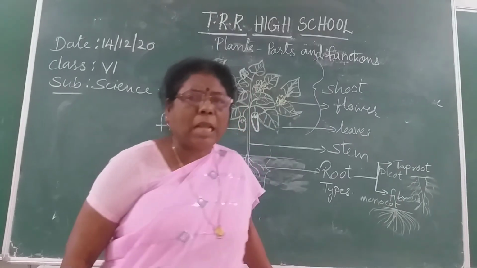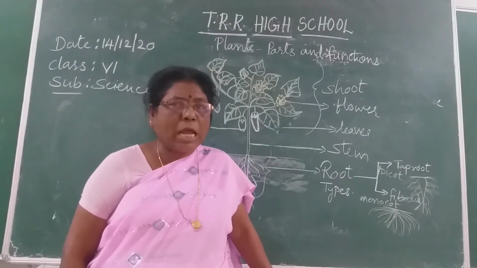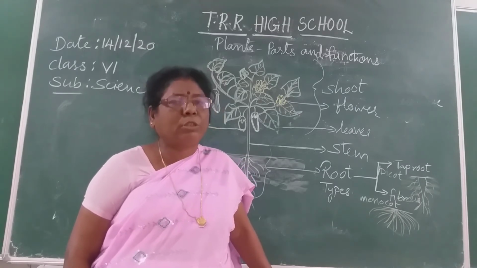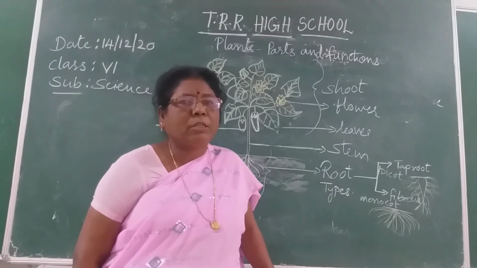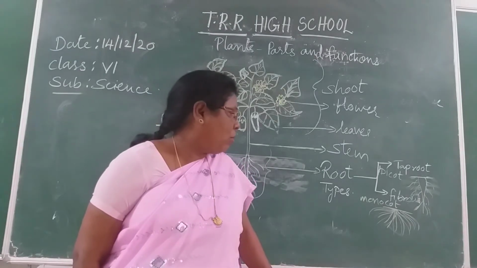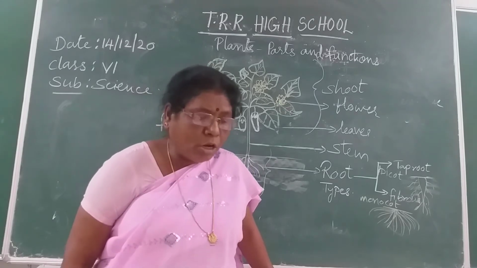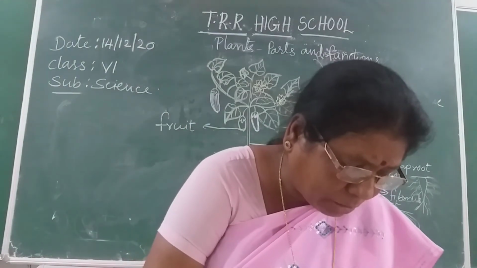All the grass family have a fibrous root system. Rice, maize, jowar, bajra, millets. These plants have a fibrous root system. Corn, isn't it? So these are the types of root system.